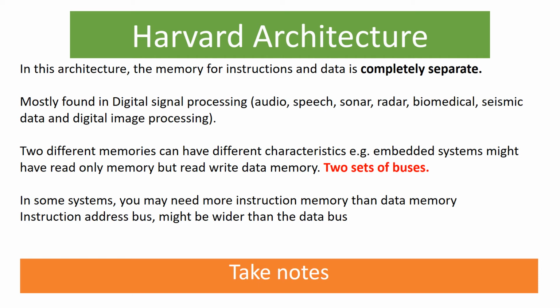Now this needs 2 different sets of buses. One set of buses goes to the instructions and moves the instructions between the processor and the instruction memory, and the second set of buses moves data from the data memory unit to the processor.